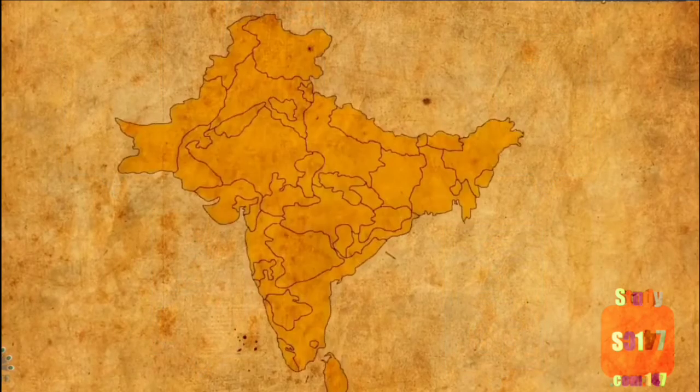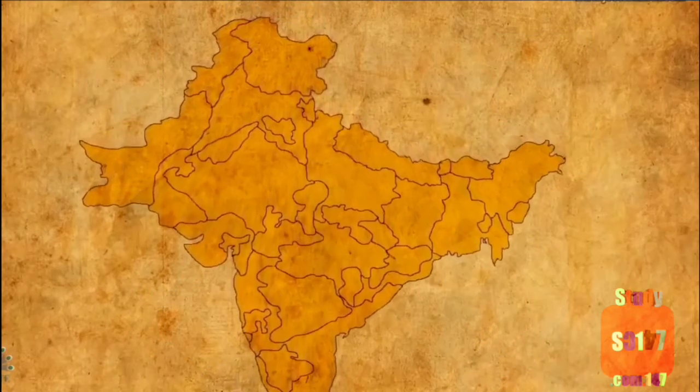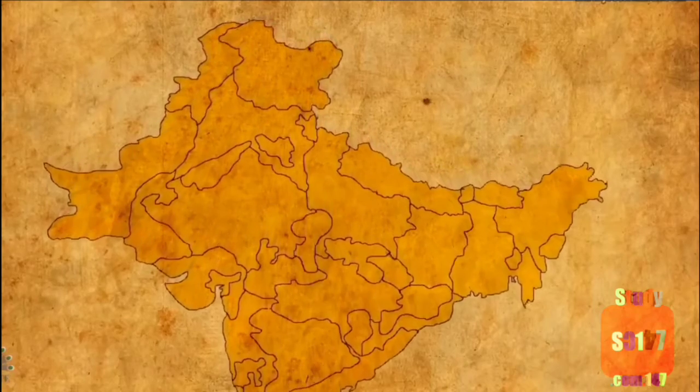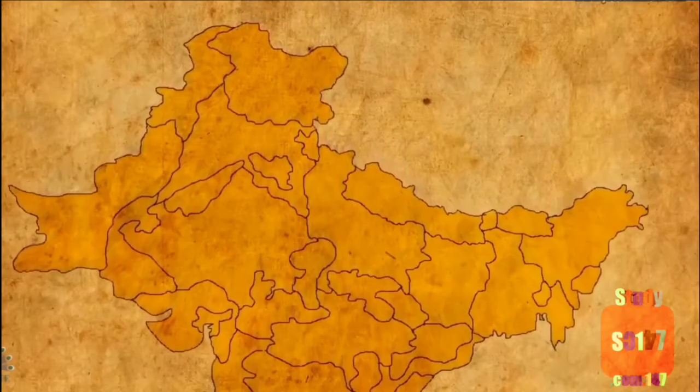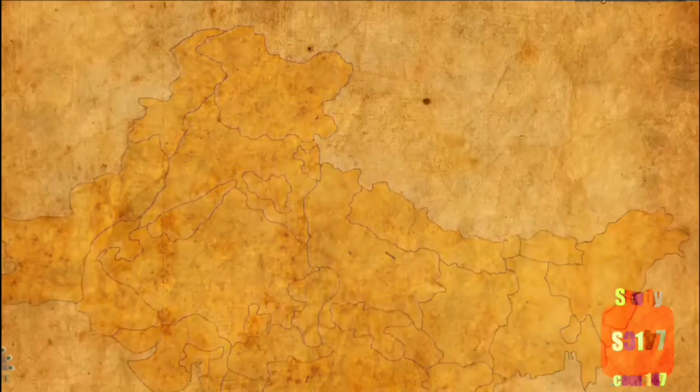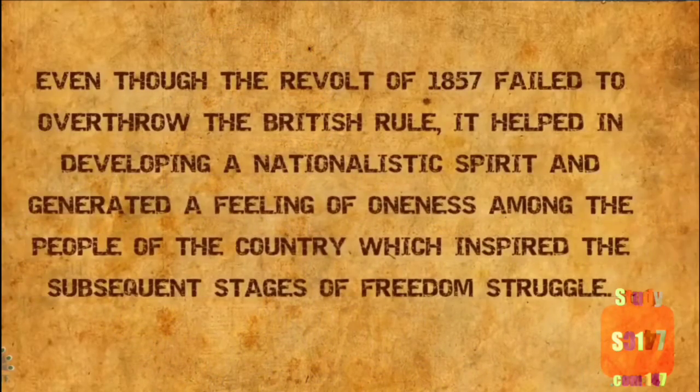The revolt was brutally suppressed and by the end of 1859 the British authority over India was fully re-established. Even though the revolt of 1857 failed to overthrow the British rule, it helped in developing a nationalistic spirit and generated a feeling of oneness among the people of the country, which inspired the subsequent stages of freedom struggle.